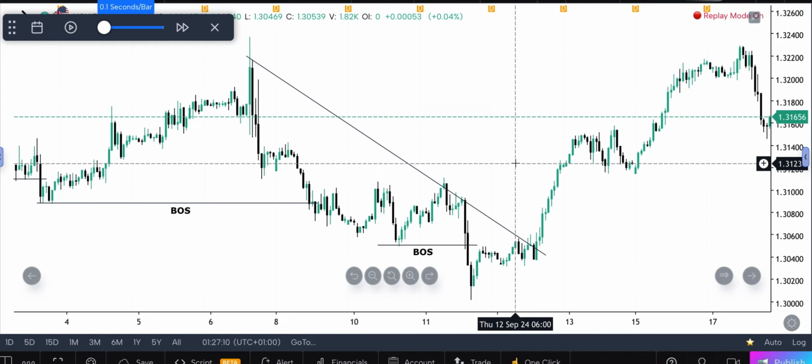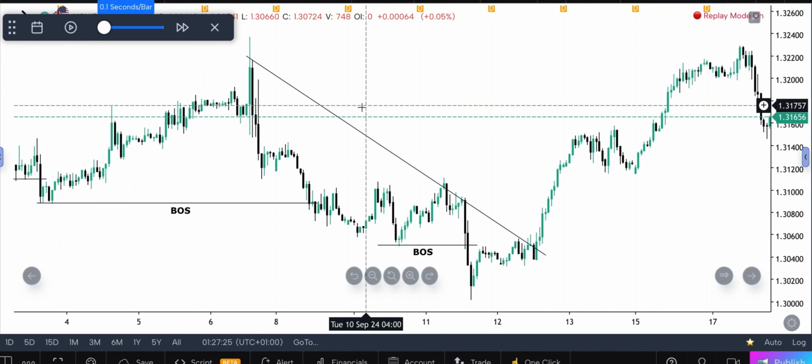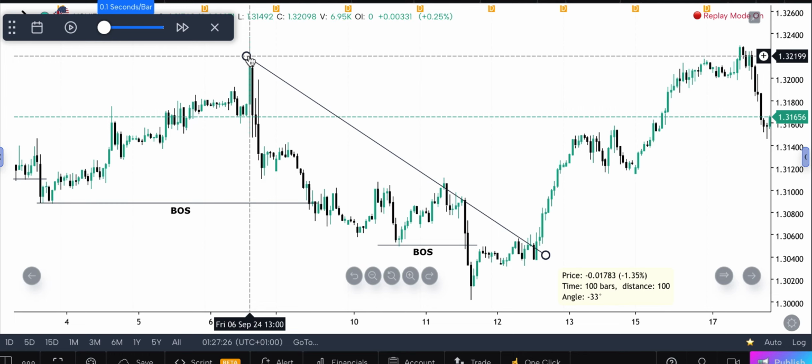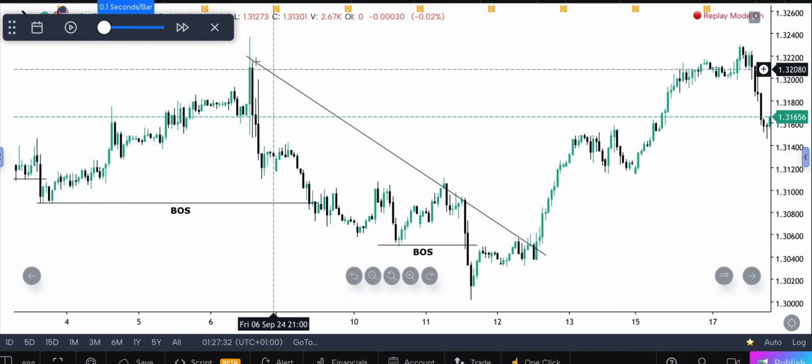So there's also what we call the trend line. We have the uptrend, and I said we have the downtrend. So how do we identify a trend? If I want to draw a trend line correctly, I want my trend line to have at least three touches.